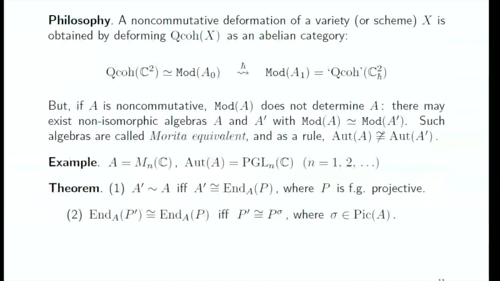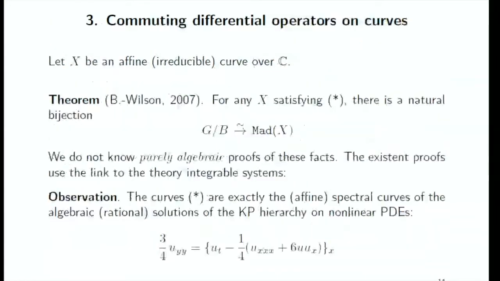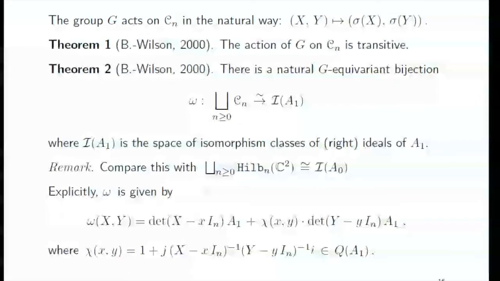As an abstract theorem from non-commutative algebra, if we have two endomorphism rings of an algebra A, where P is a finitely generated projective module, then they are isomorphic if and only if one of these modules is in the orbit of the Picard group of the other module. Now you can see what happens in this case. All such finitely generated projective modules of rank one, which are exactly ideals, or isomorphic to ideals, are classified by these spaces, C_n, and there is a covariant bijection.